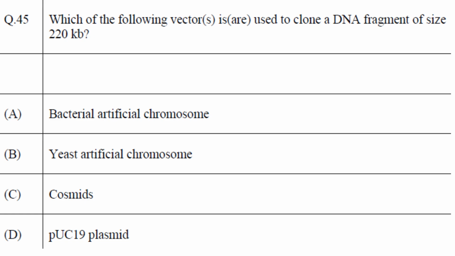Then next one, which of the following vectors is or are used to clone a DNA fragment of size 220 kb? Bacterial artificial chromosome can be used and yeast artificial chromosome can be used. Whereas cosmids can accommodate up to 40 to 50 kb and pUC19 can go up to 10 to 15 kb. So A and B is the answer.